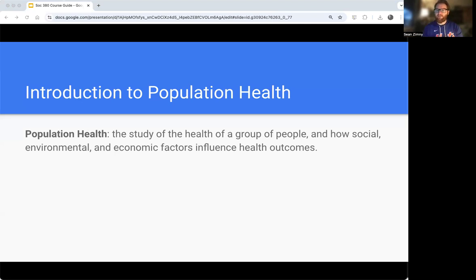So population health is the health status and outcomes, again, of a group of people and how those outcomes are distributed within a group. The factors that influence population health include social factors, economic factors, environmental factors, behavioral factors, socioeconomic factors, education, and lifestyle factors. And we're looking at how these things impact group and individual health outcomes. So the goal of population health is to improve health for all, and to identify and eliminate health disparities.